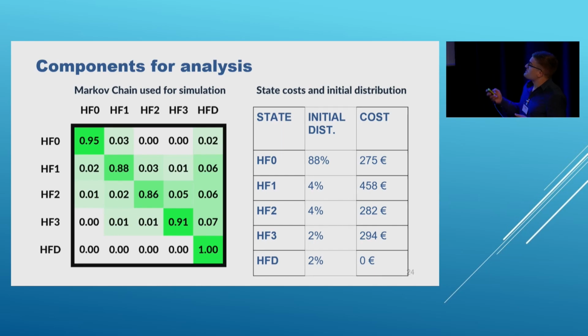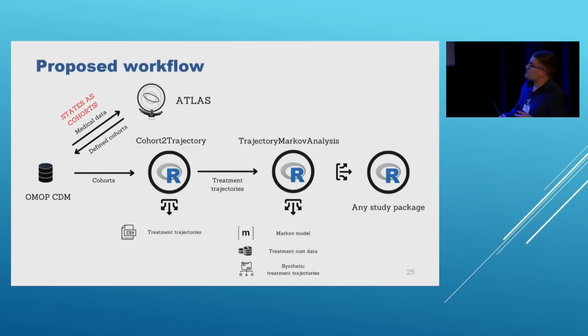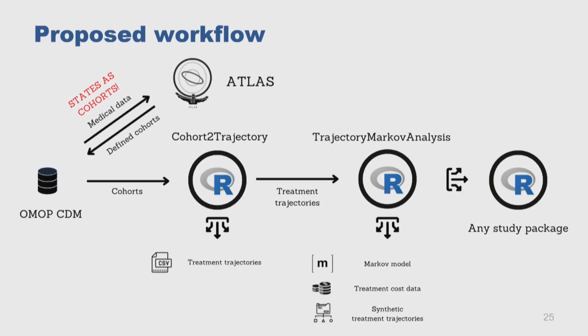And for running such analysis, we propose a new workflow. Of course, we all know about Atlas, about OMOP CDM, and if we think about cohorts as states, we can generate patient treatment trajectories using a tool called cohort 2 trajectory.